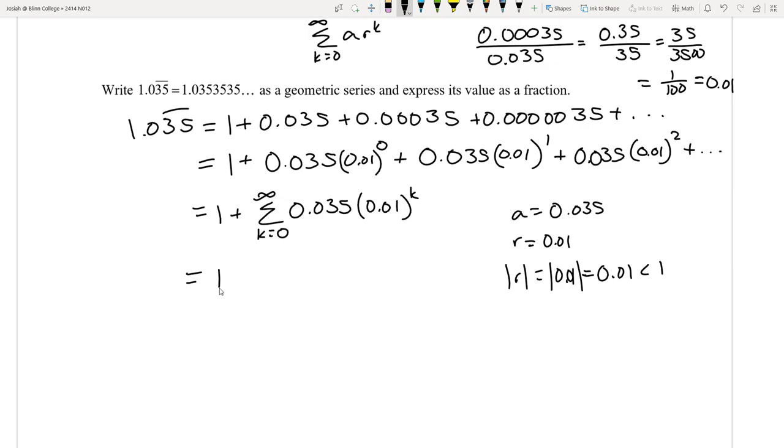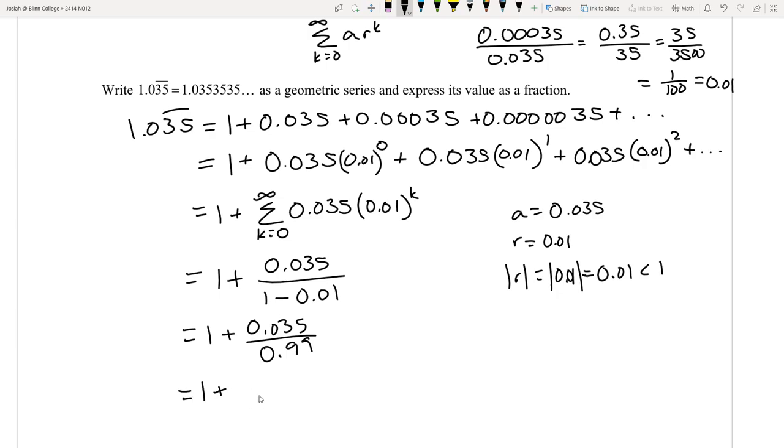So we can go ahead and write down using our formula 0.035 over 1 minus r, which is 0.01. And so when we do that, we get 1 plus 0.035 over 0.99. And so we can also rewrite that. We can move the decimal point over 3 times. We got 35 over 990.